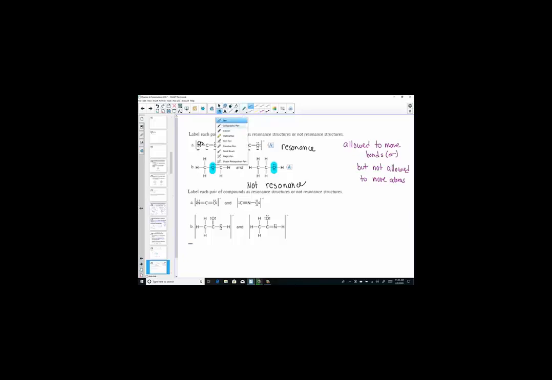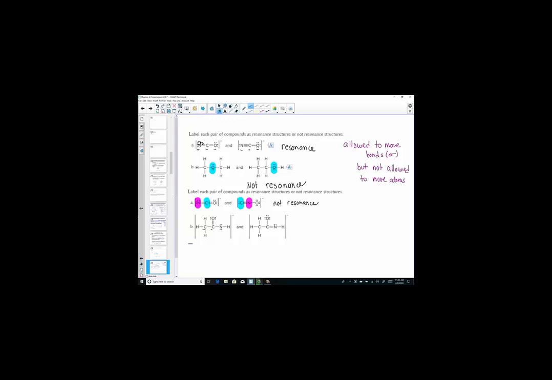I see that happening down in this example as well. The carbon and the nitrogen have exchanged places. I can't do that and have a resonance structure. I'm not allowed to move atoms. So these are not resonance structures.